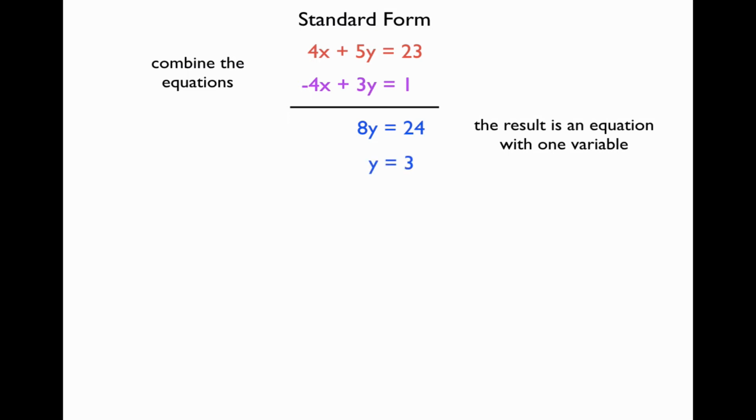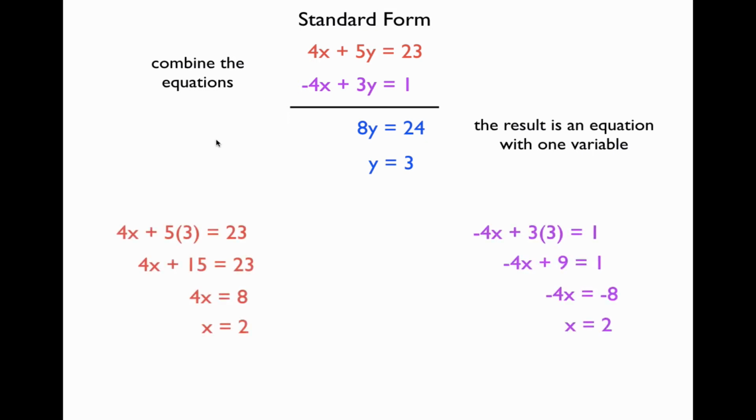And now that we have the value of y, we can use that value in both equations to find the value of x. So we plug 3 in for y for both equations, solve for x, and we get x equals 2 and x equals 2. So we've proven that in both equations, when x equals 2, y has to equal 3.